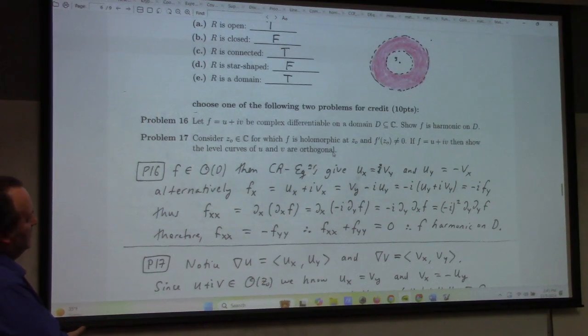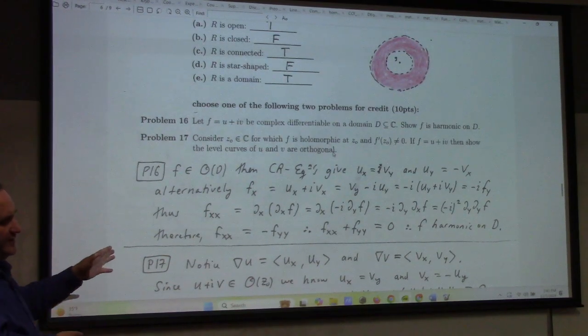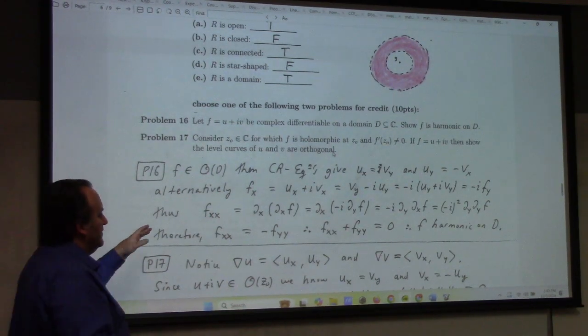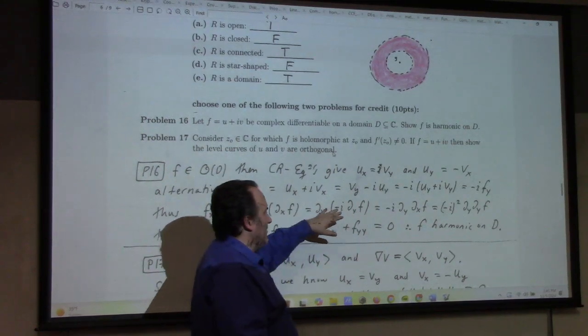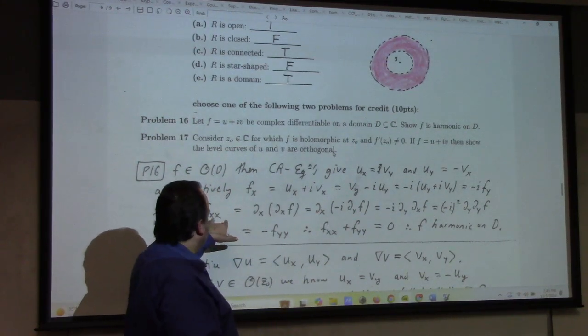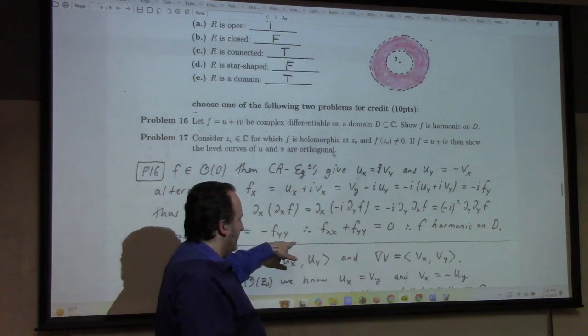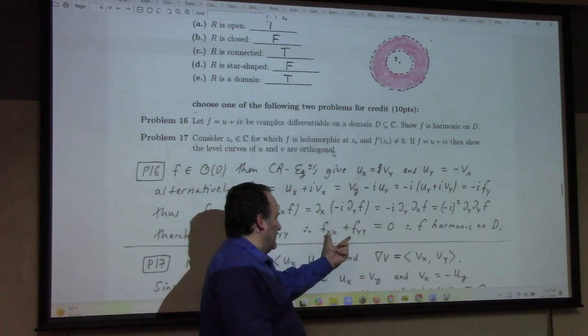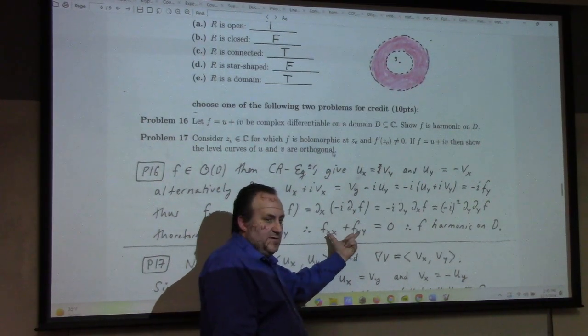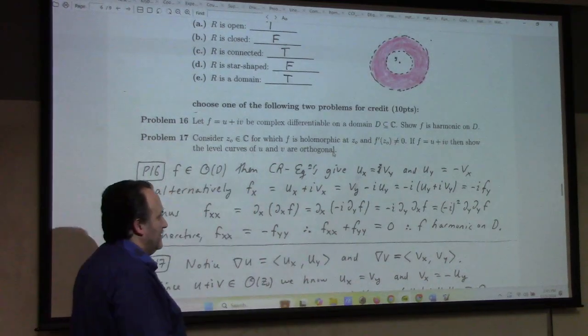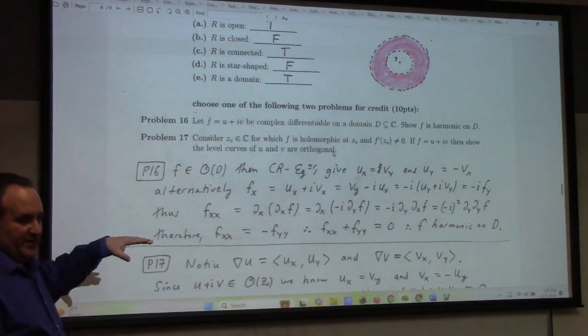Let's see what this one here is. F complex differentiable, show F is harmonic. This is a standard calculation. If the Cauchy-Riemann equations hold for the function, then we can differentiate the Cauchy-Riemann equations and show that fxx is equal to minus fyy, which gives us that Laplace's equation holds, which is to say that it's harmonic. You can also do it for u and for v separately.